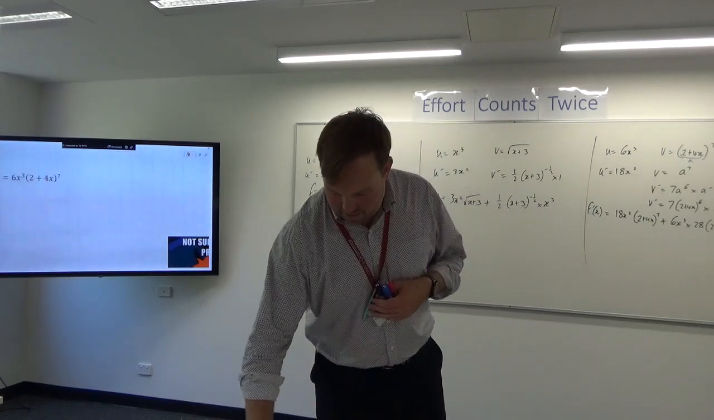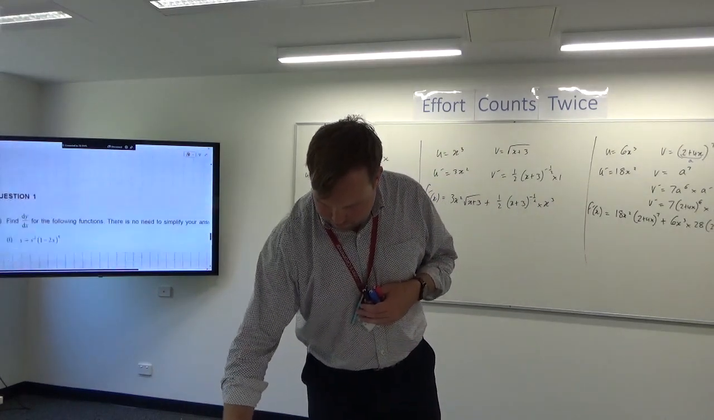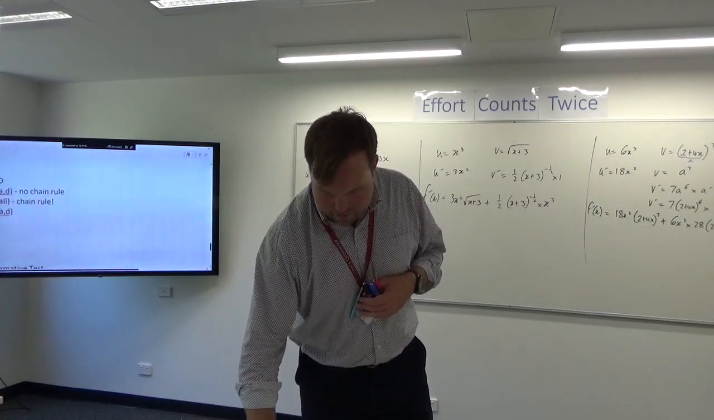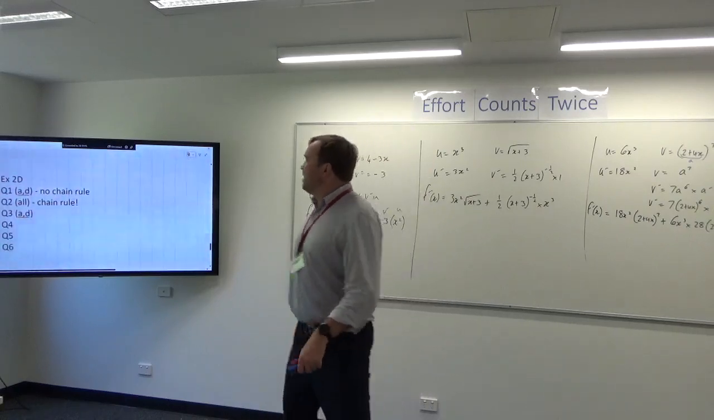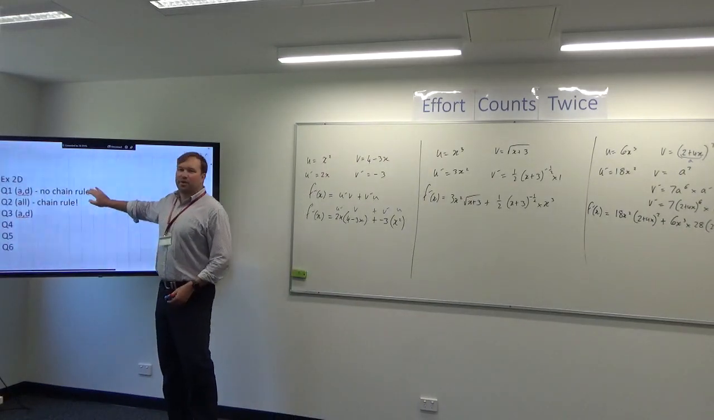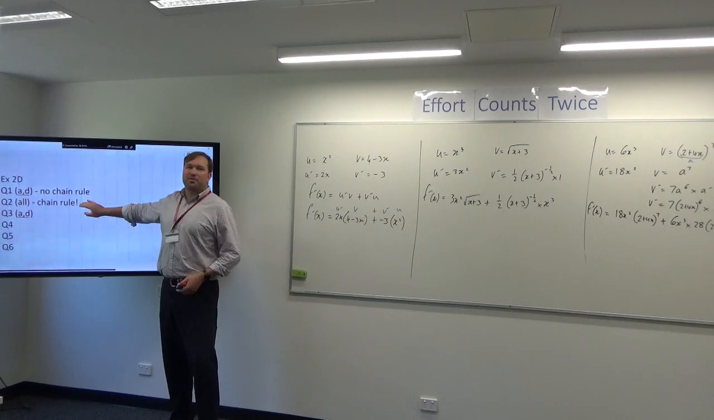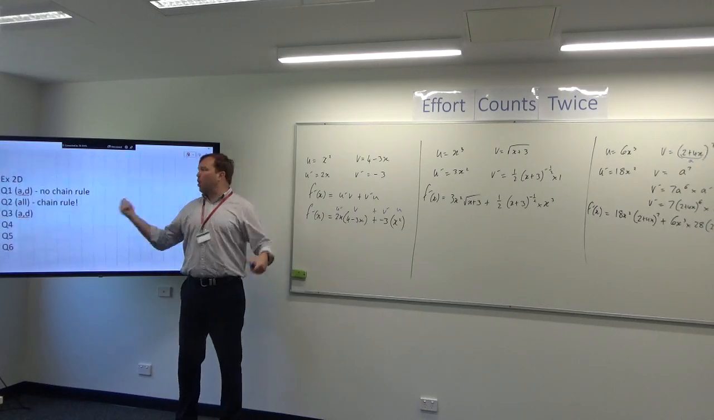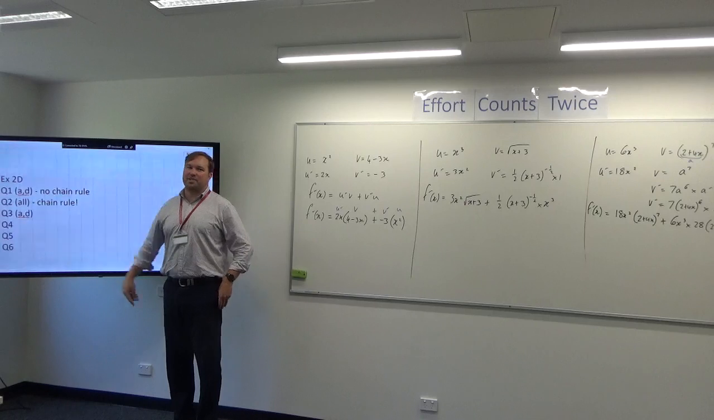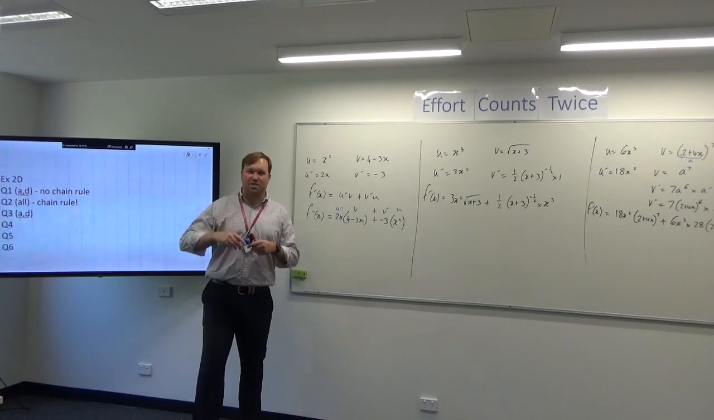Is there another example, or are we on to questions? We're on to questions, lovely. Alright, for exercise 2D, question 1, there's no chain rule. Question 2, there is chain rule. So if you haven't finished the chain rule questions, go on to this anyway, because you keep practicing the chain rule, and then go back to finish the chain rule questions afterwards.